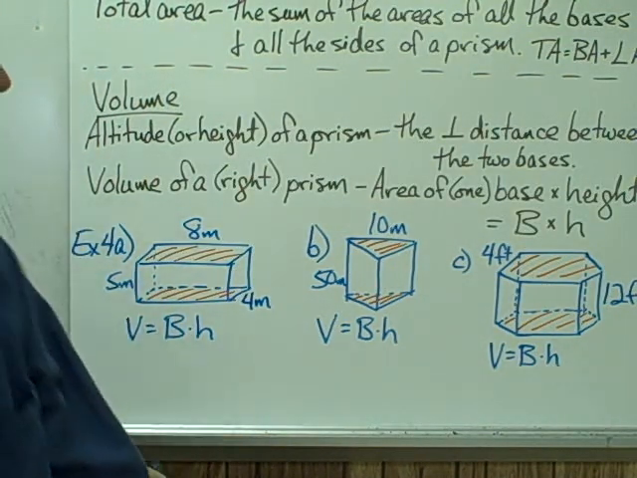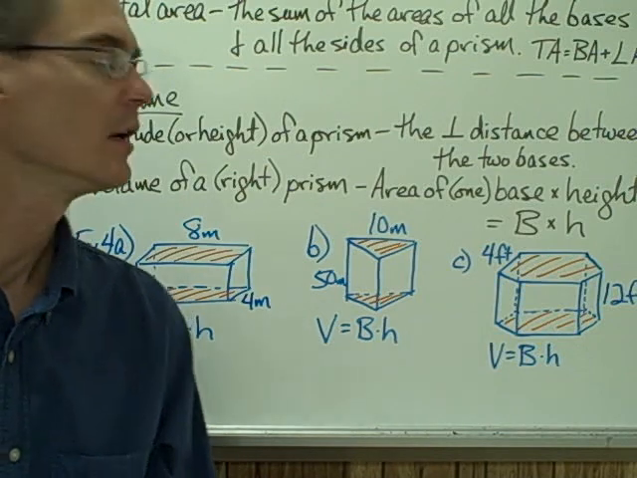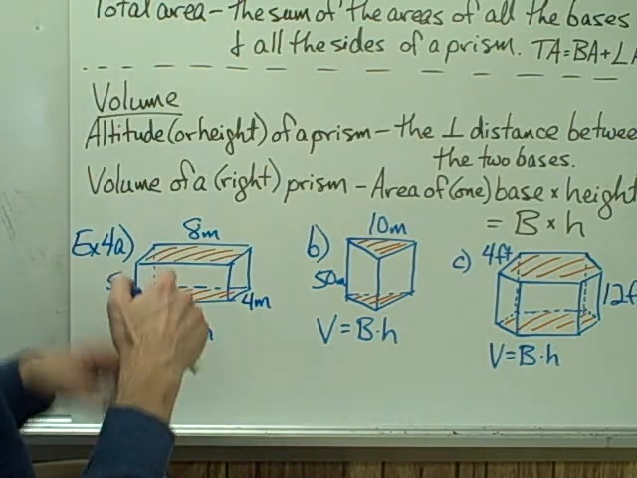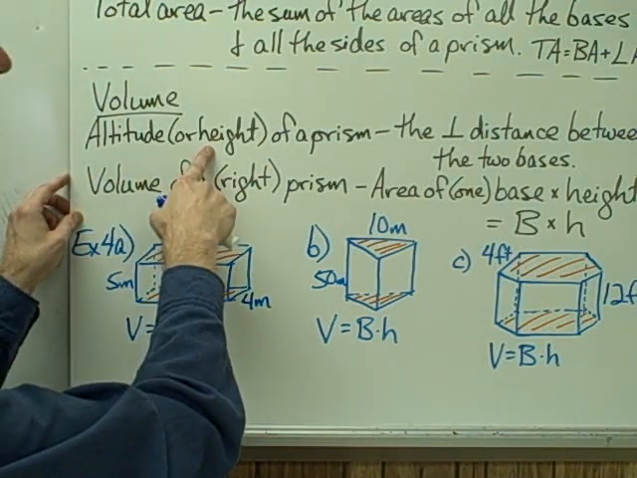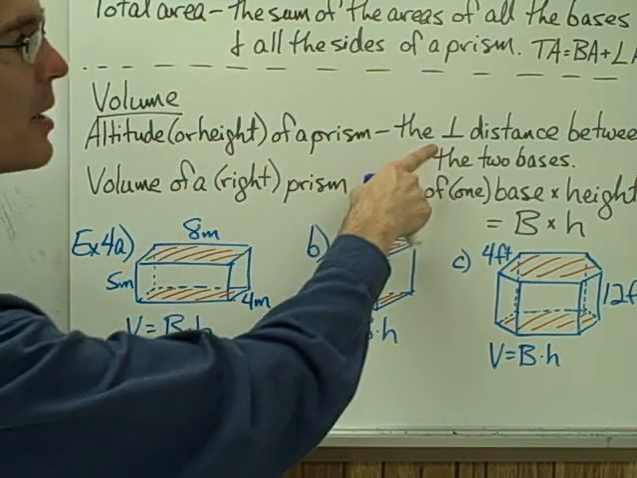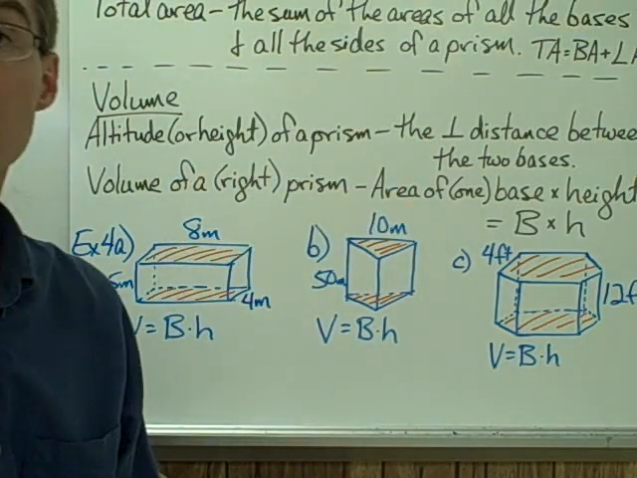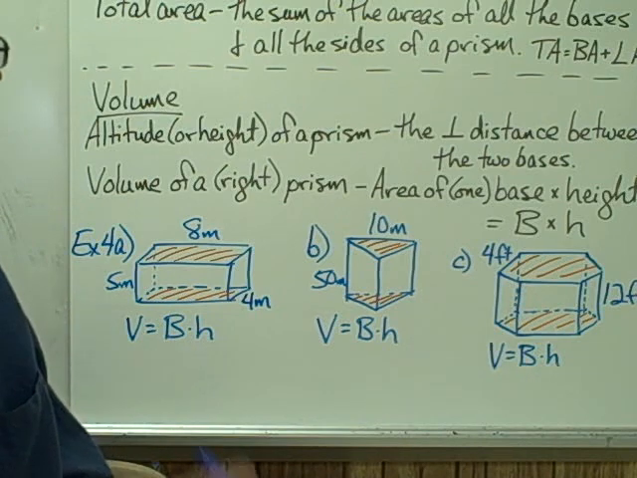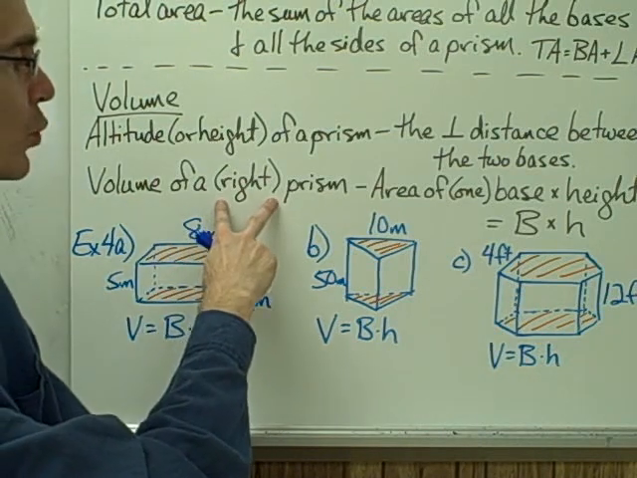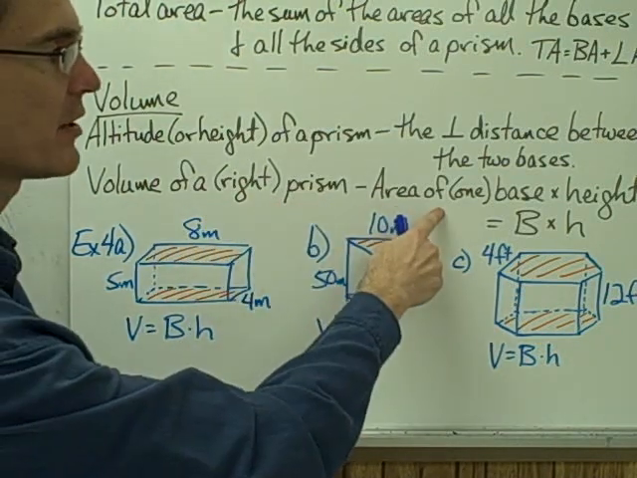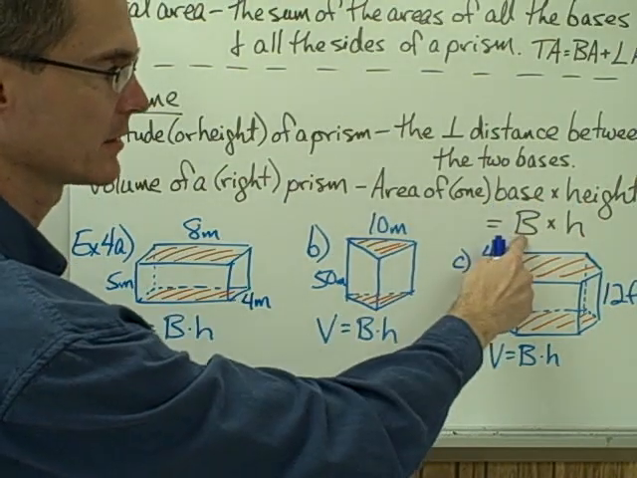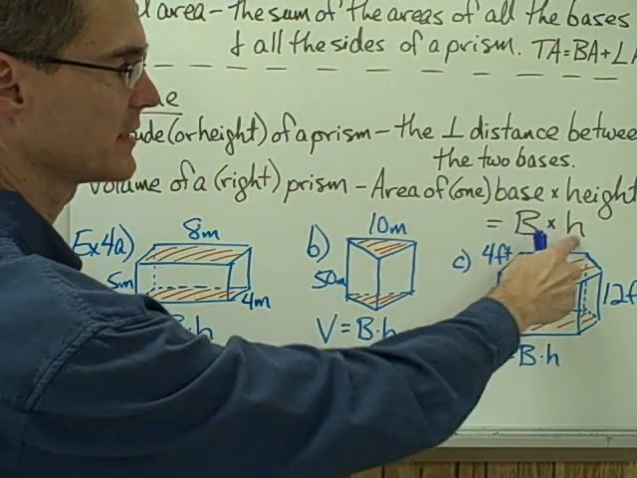Now let's take a look at how we calculate the volume of our prisms. First, we note that the altitude, or the height, of a prism is the perpendicular distance between the 2 bases. And the volume of a right prism is the area of one base times its height. And we abbreviate that like this, capital B times height.